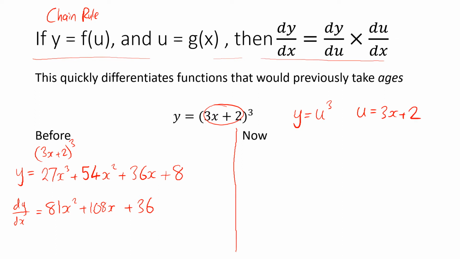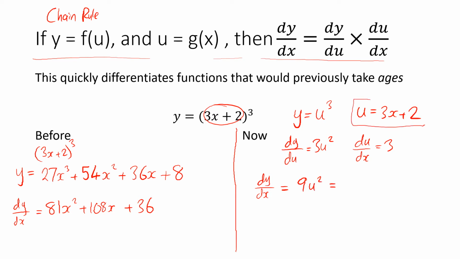So according to our rule, if we want dy by dx, we need to find dy by du and du by dx. So let's do that. Dy by du, well, we just times by the power and drop the power. Du by dx, 3x will go to 3 and 2 will go to nothing. So if we multiply these together, we'll get our dy by dx, which is 3 times 3, so 9u squared. We can then substitute back in the fact that u equals 3x plus 2 and say we've got 9 lots of 3x plus 2 squared.